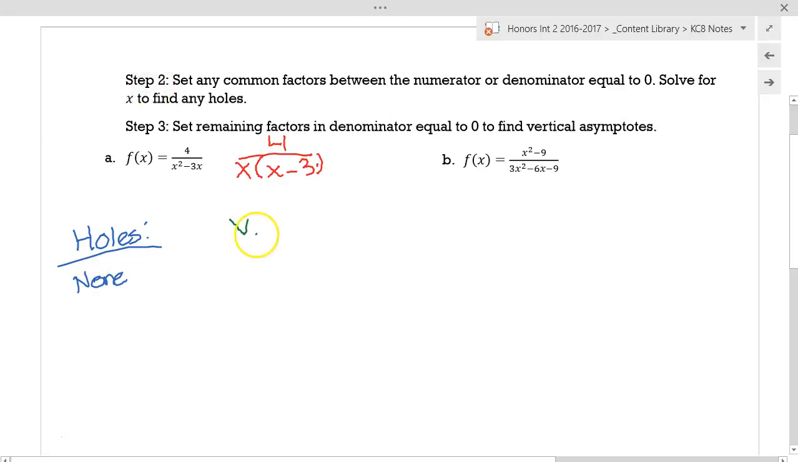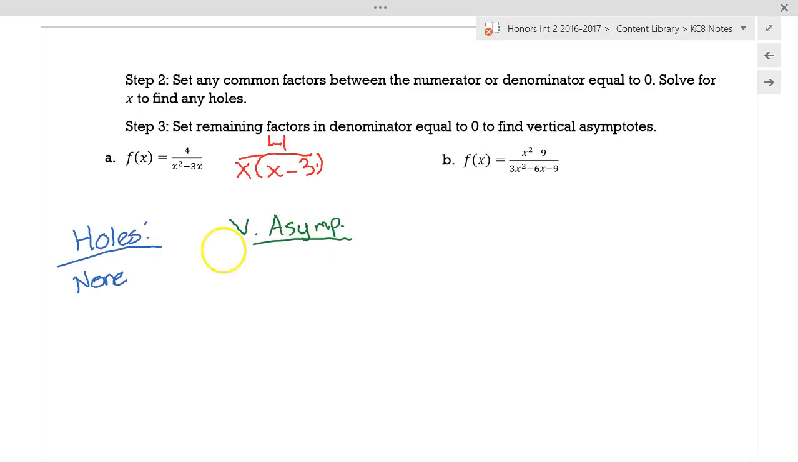I'm going to look for vertical asymptotes. Any factor I have in my denominator I'm going to set equal to 0. So x equals 0. And when x minus 3 is a factor, x equals 3 is my 0. So it's that same thing, switching between zeros and factors. And that's it. We're finding holes and vertical asymptotes.